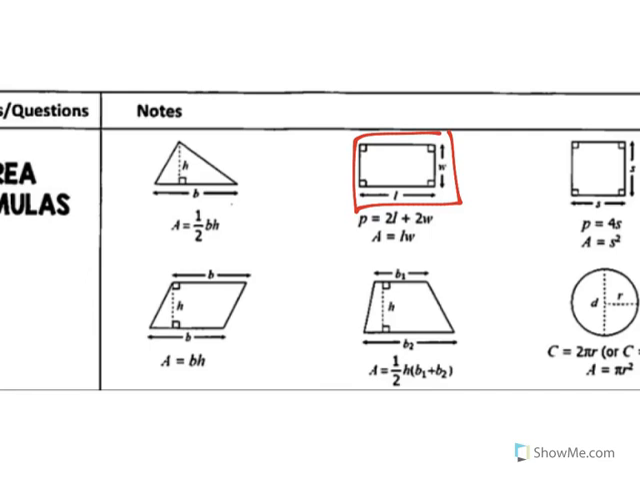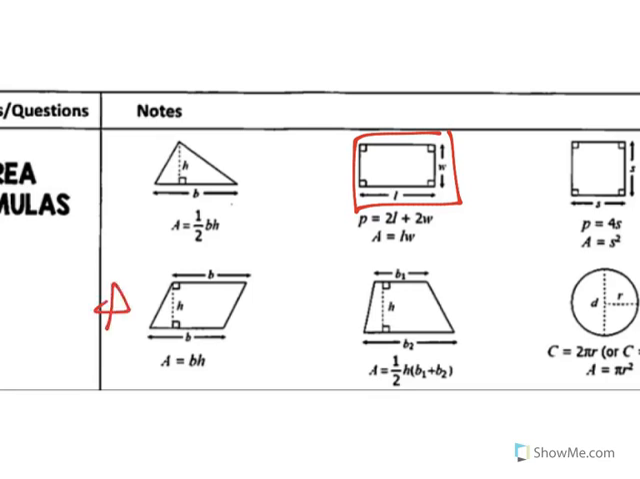The next one is a square. You can use the rectangle formulas for a square, or they have more specific ones where the perimeter is 4S, and S stands for side because all the sides are the same. And then the area is S squared, or side times side.